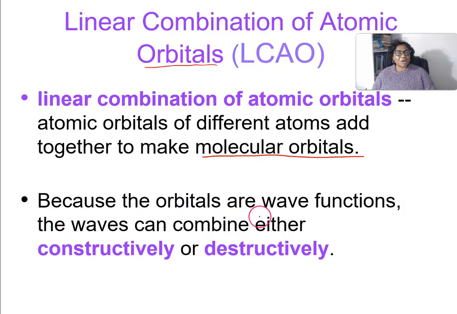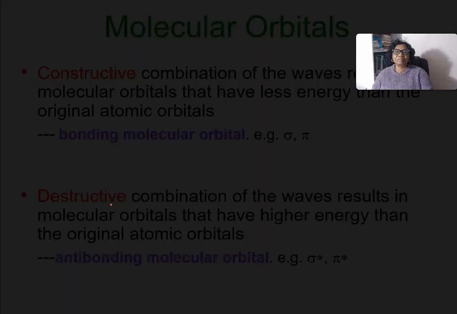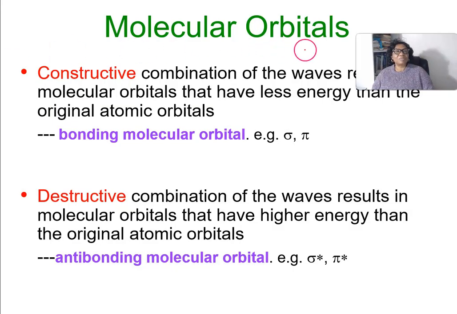And because molecular orbitals are wave functions, the waves can combine in either way, constructively or destructively. Remember when we talked about constructive waves, they enhance one another, they produce bright light. But when it's destructive, you have that dark spot.